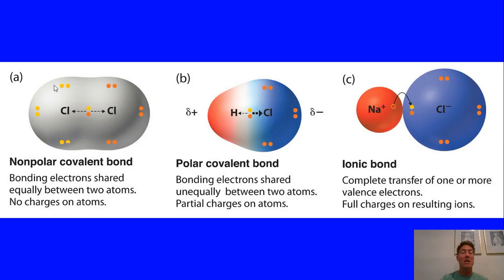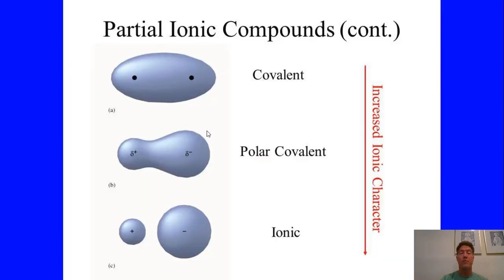So you can think about these bonds as being on a continuum, from a nonpolar bond where the electrons are being shared equally, to an unequal sharing, to a sharing so unequal that the chlorine has now stolen the electron from the sodium in this case. And this results in a full charge on the resulting ions. This has a full negative charge. This has a full positive charge. These are only partial charges. Again, different ways of looking at the covalent bond.